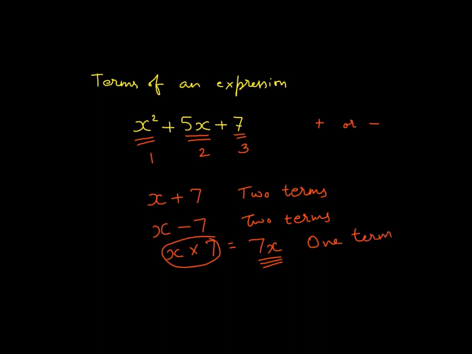So in the same way, in this given expression, there is a sign of multiplication between x and x. x into x makes x square, which is one term. Similarly here, 5 into x is making 5x, which is a single term, and 7 is a single number here, so it is also a single term. So this expression has three terms.